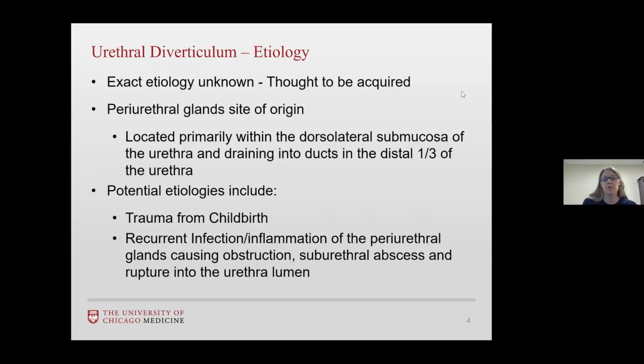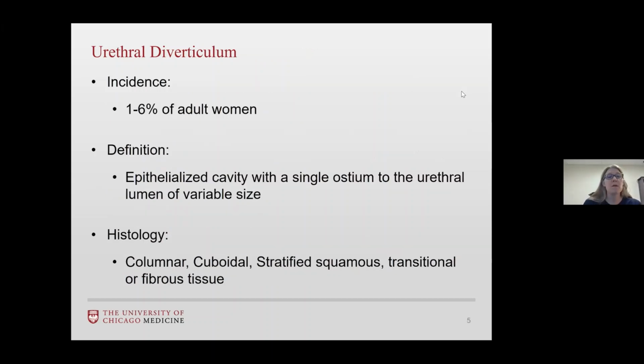Potential etiologies are thought to be trauma from childbirth, or recurrent infections or inflammations which go into the periurethral glands and cause some obstruction. They get a suburethral abscess and then it ruptures into the urethral lumen, and then you get this urethral diverticulum formation. They're not very common. It's going to be about 1 to 6% of adult women.